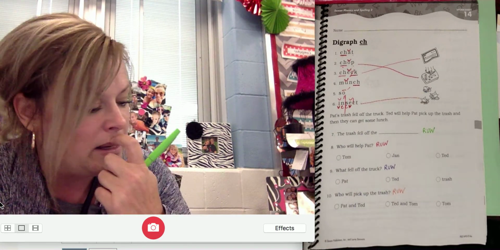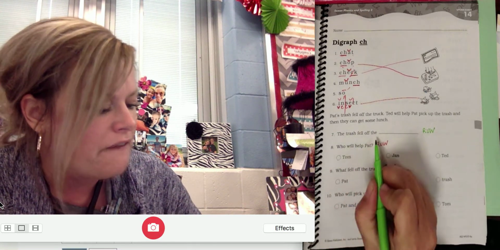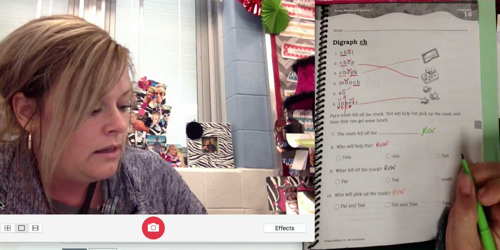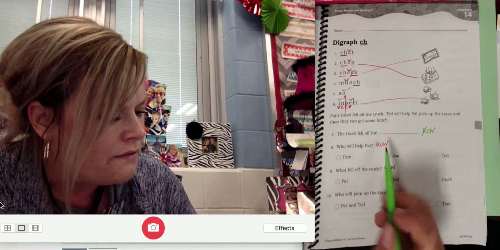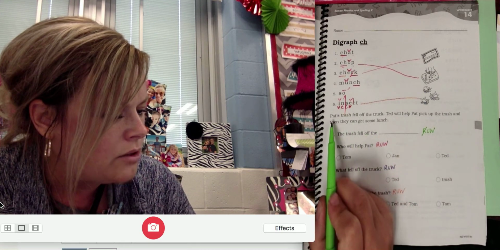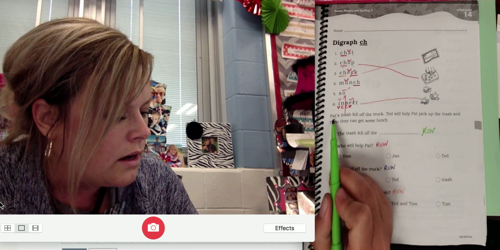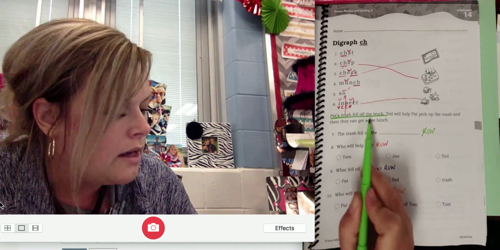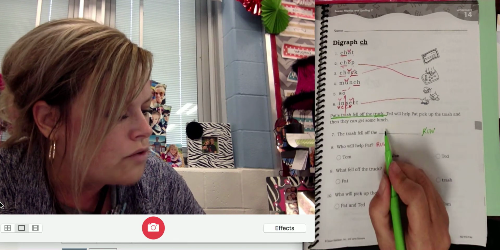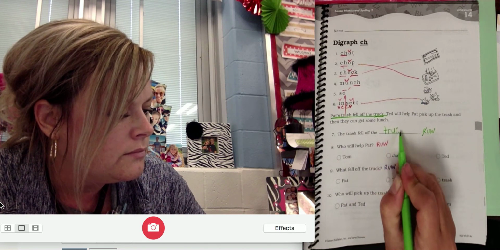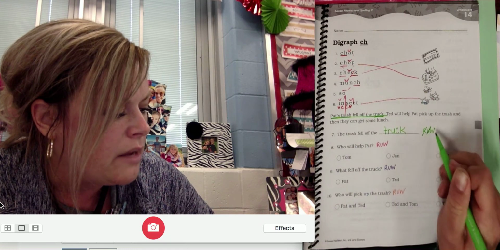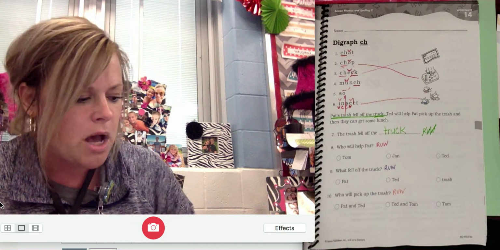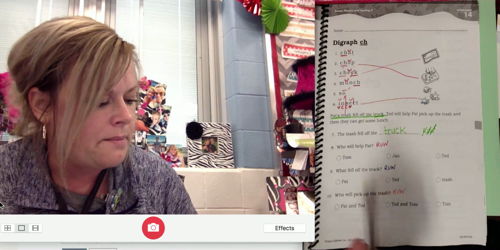All right, number 7, the trash fell off. We read the story. We read the fill in the blank. The trash fell off. Fell off. If I can find that in the story, Pat's trash fell off. It's right here. I can underline the whole sentence or just a couple words. The trash fell off, it's right here, truck. So I underlined in the story and I wrote the word. So that's my checklist. I X'd them all off, kind of crossed them off. Let's take a look at number 8.